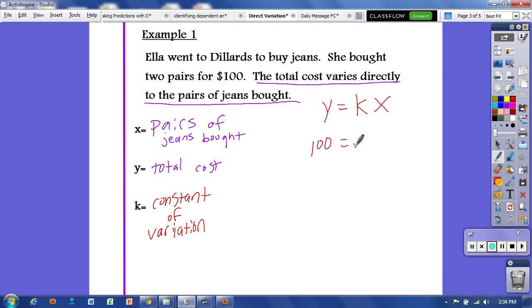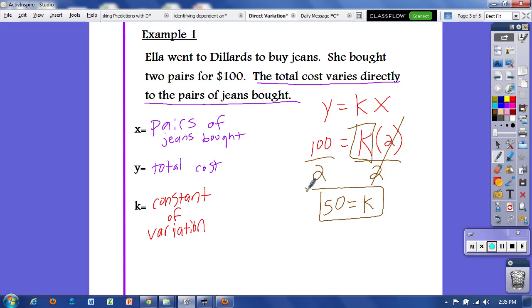The k, which I don't know yet, so I'm solving for k, so k is going to stay as a variable, and then it's being multiplied by x, which represents the pairs of jeans bought. She bought two pairs, so x will be 2. Okay, now I have an equation that I can solve. I need to isolate the k. I want to get the k all by itself. So k is being multiplied by 2, which means I need to divide both sides by 2 to cancel out and isolate k. So those will go away, leaving me with k equals 50.